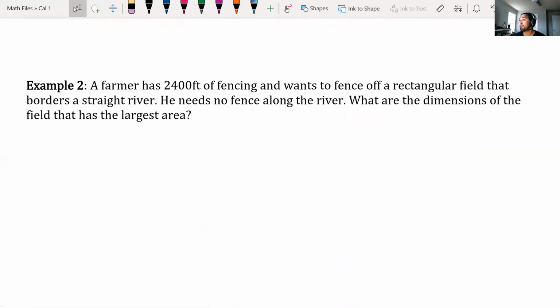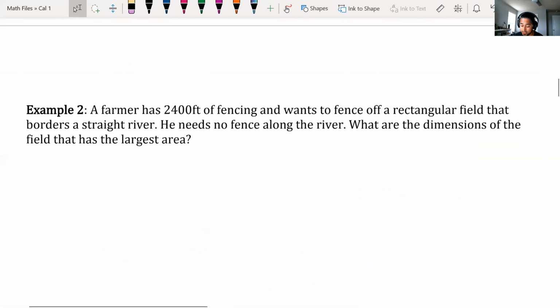Example 2. A farmer has 2,400 feet of fencing and wants to fence off a rectangular field that borders a straight river. He needs no fence along the river. What are the dimensions of the field that has the largest area? Okay. So here we need to maximize area. We need to find the largest area.